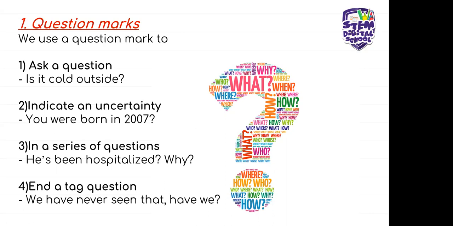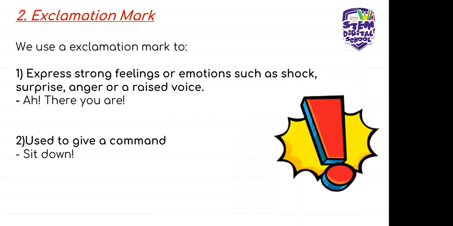Okay. So the end of a tag question, that is easy. We have never seen that, have we? So I'm asking you, we have never seen that, have we? Okay. So the next one is an exclamation mark. We use an exclamation mark to express strong feelings or emotions, such as surprise, shock, anger, or a raised voice. Like, for example, there you are! Or used to give a command, sit down! Stop that! Okay.